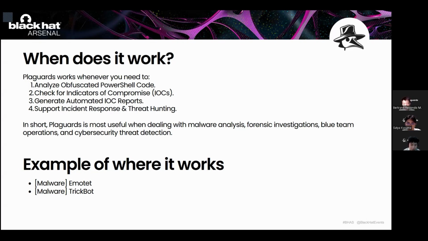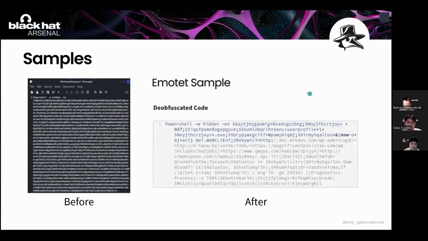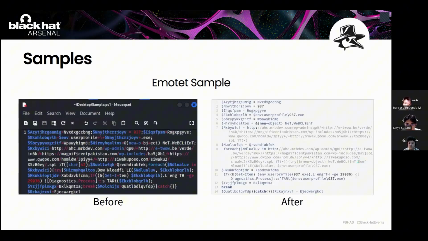So here lies our example of where it works. We have two malware examples, Emotet and Trickbot. Here is the example for Emotet. There's an encoded base64 text, and if we pass it to PlayGuards, it shall decode the base64 encoded text. And as you can see, it's not fully readable. It's not beautified at all. So we can pass it again to PlayGuards to make it easier to read. Here are the results, and it's the previous one.